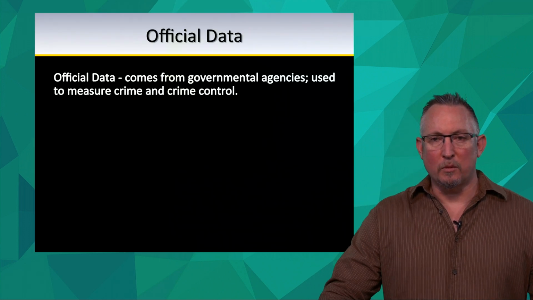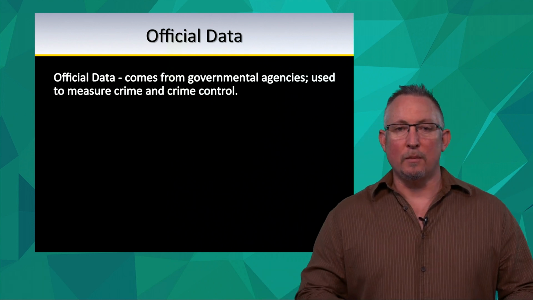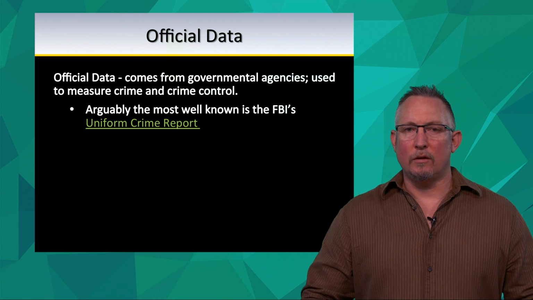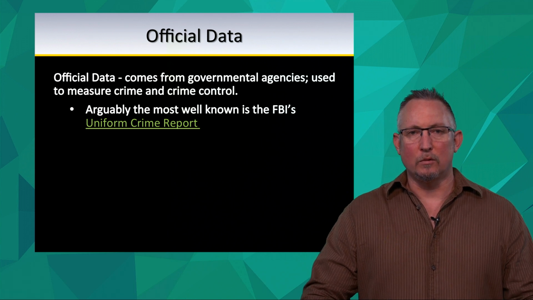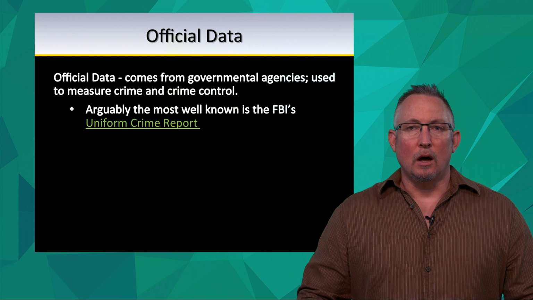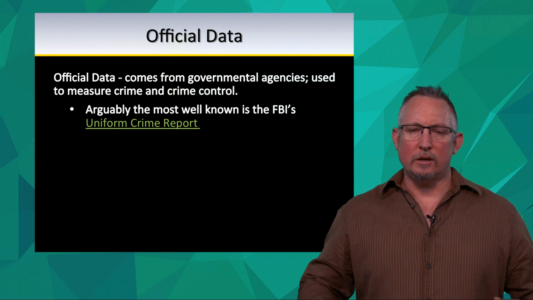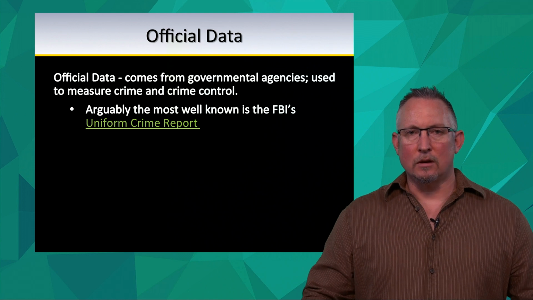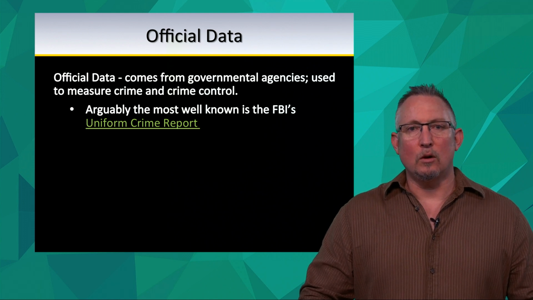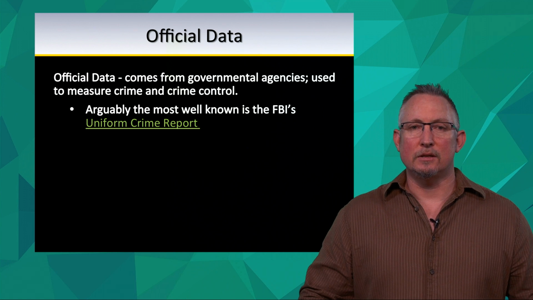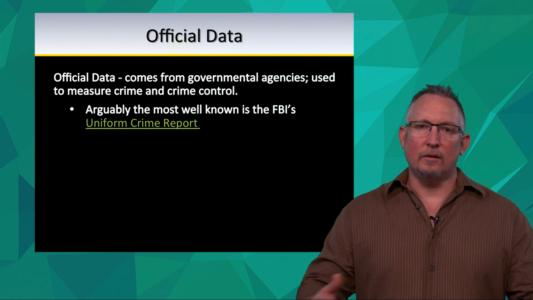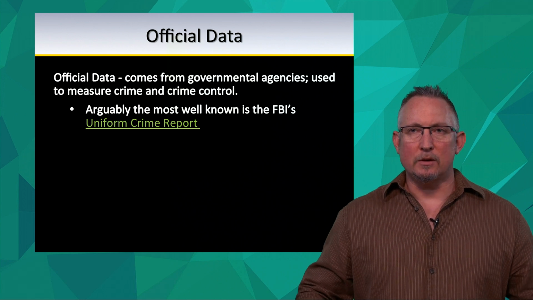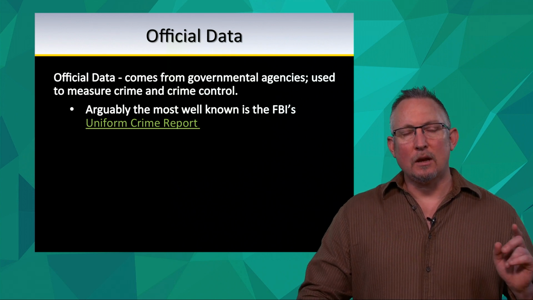Official data comes from governmental agencies. It's used to measure crime and crime control. Arguably, the best known of this data is the FBI's Uniform Crime Report. This has been going on since the 1920s. Every year, the FBI collects data from over 17,000 federal, state, and local law enforcement agencies in the United States. It compiles them, and then it releases them to the public, to researchers, etc.